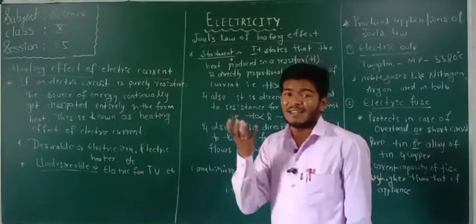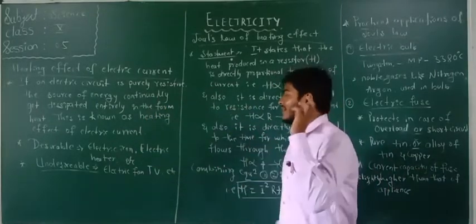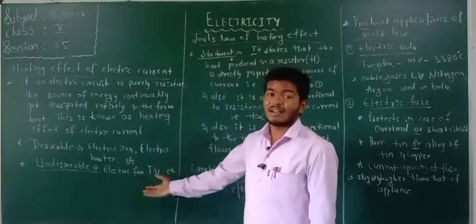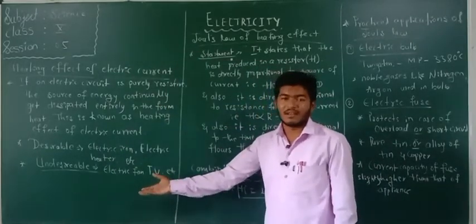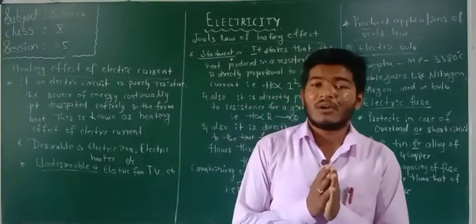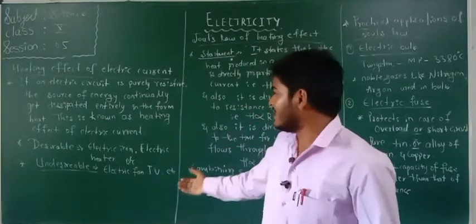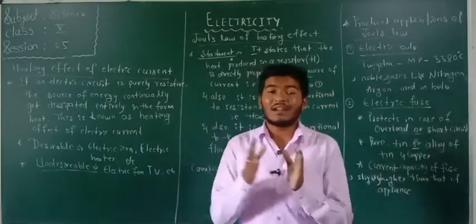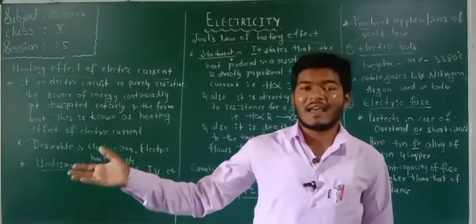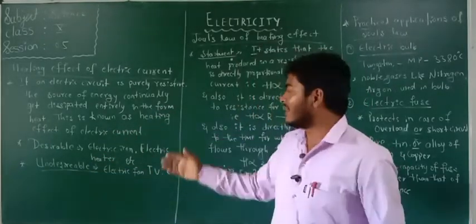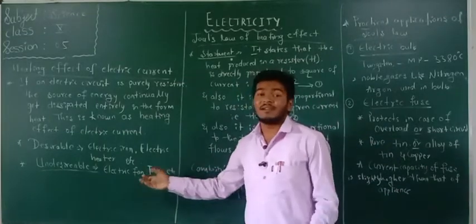But it is undesirable in some appliances like the TV, computers, AC, and fridges. Why? Because if those devices are heated, we get an idea that they have high resistance. If they are continuously heated, the electric appliances may get damaged.